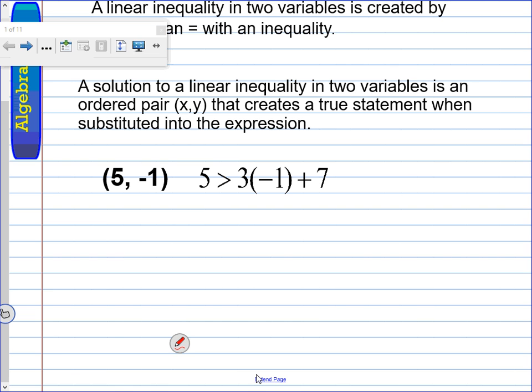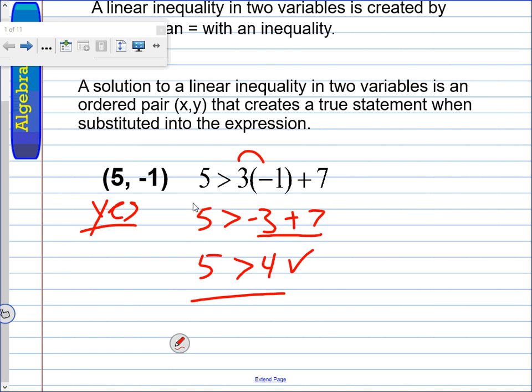So this is still a 5, greater than 3 times -1, which is -3, plus 7, which would be 4. And yes, it is. That's true. 5 is bigger than 4. So yes, this is a solution. It is not the only solution. There are many solutions that work.